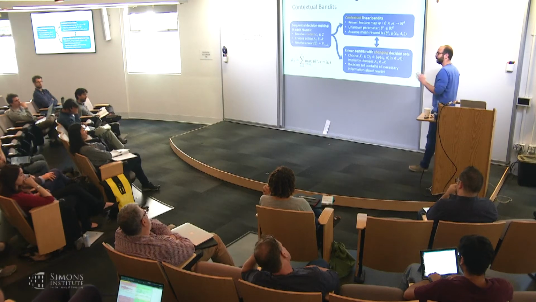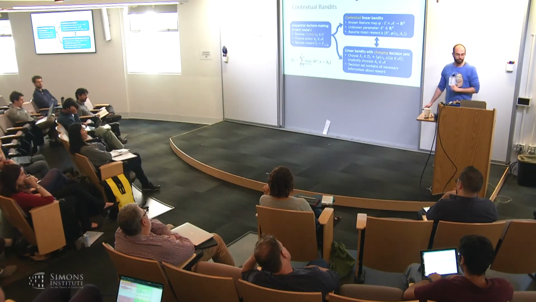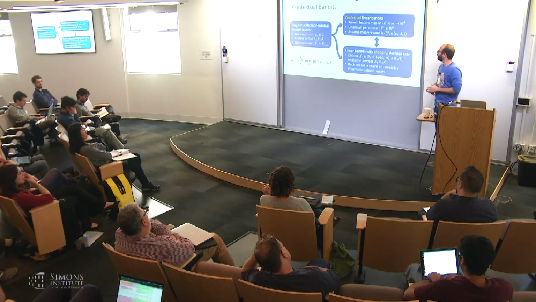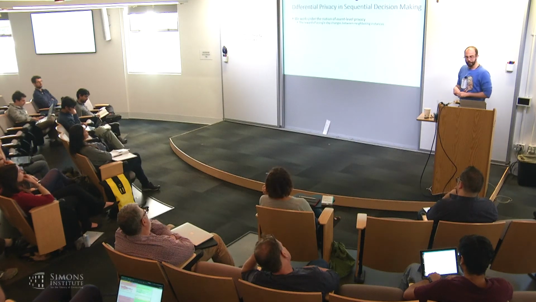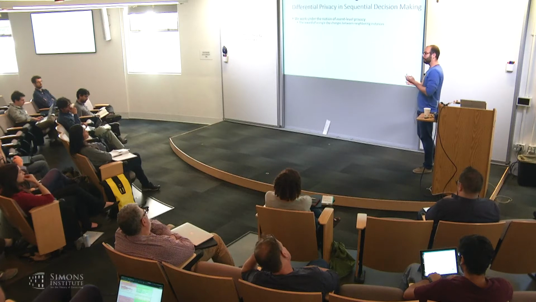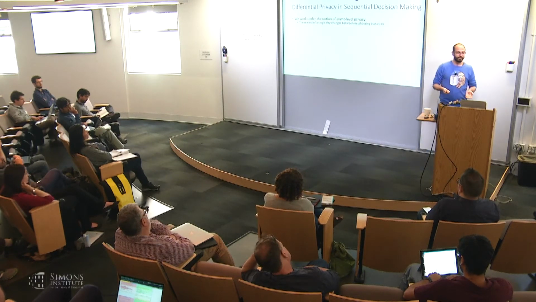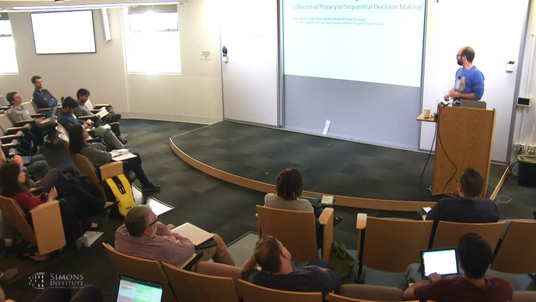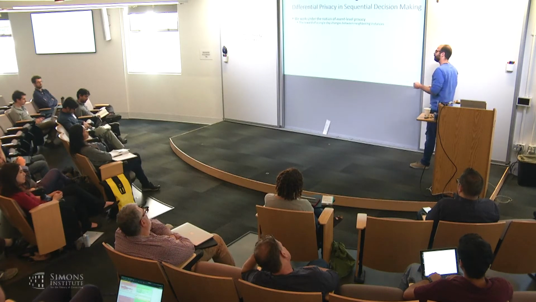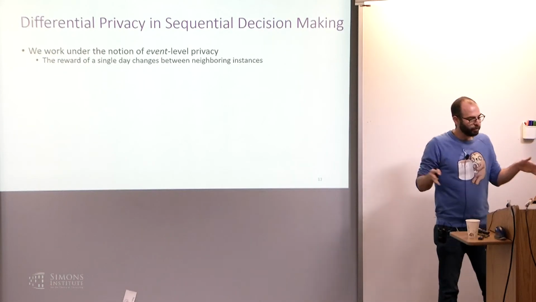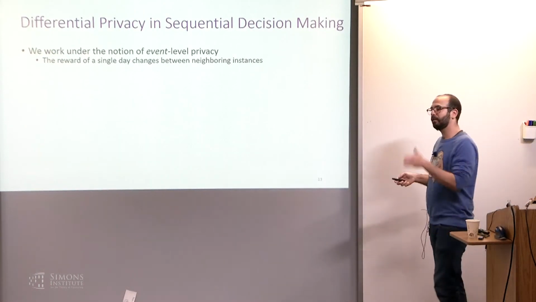Okay, so this concludes the intro to the reinforcement learning problem. I'm going to talk about how to make all of these algorithms for the different problems differentially private. So the first thing I need to clarify is what is the notion of privacy I'm working with, and that is event-level privacy. Okay, we're going to talk about two sequences of rewards as neighboring if they differ on the reward of a single arm's pull.